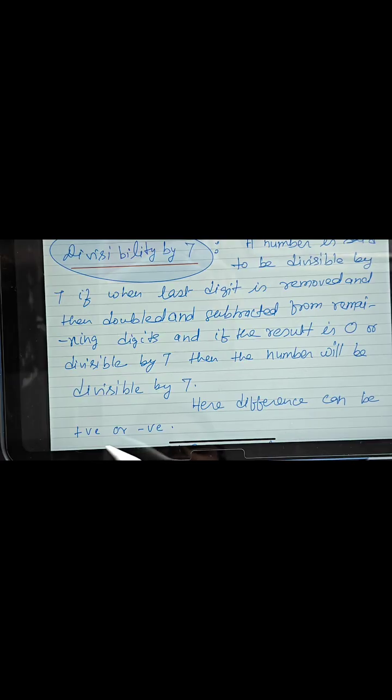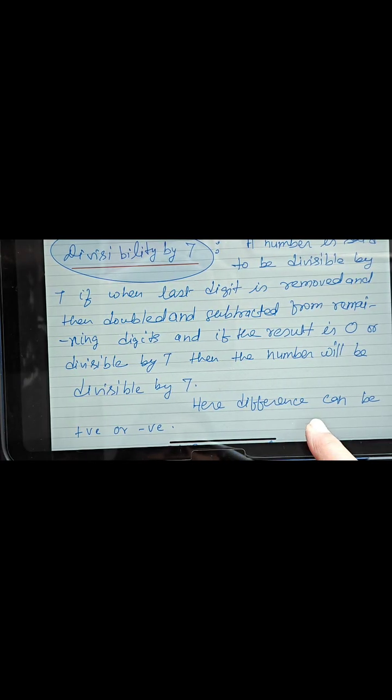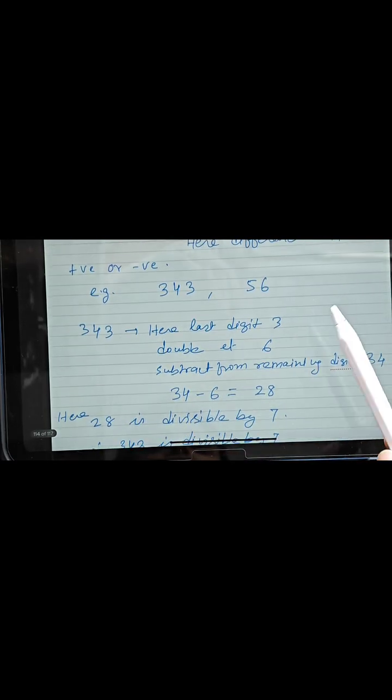Here the difference can be negative or positive. Okay, doesn't matter, but it should be divisible by 7. And if it is 0, then no problem. So how to understand this rule?